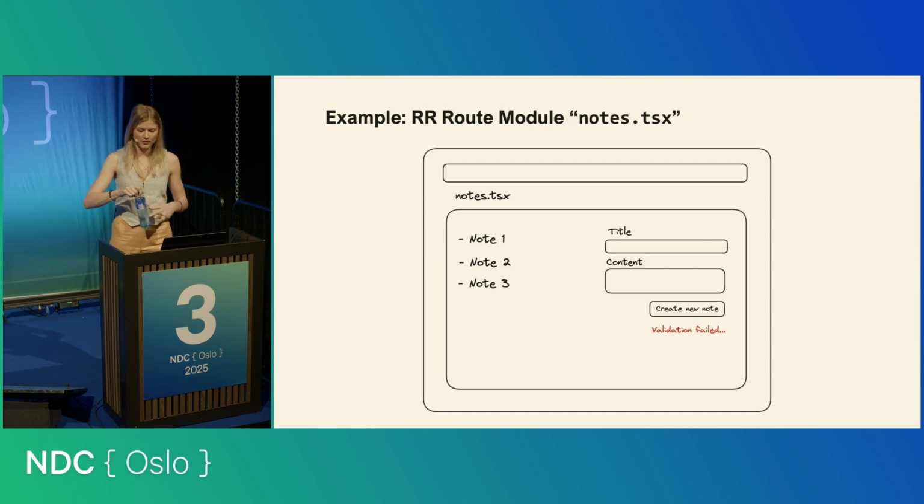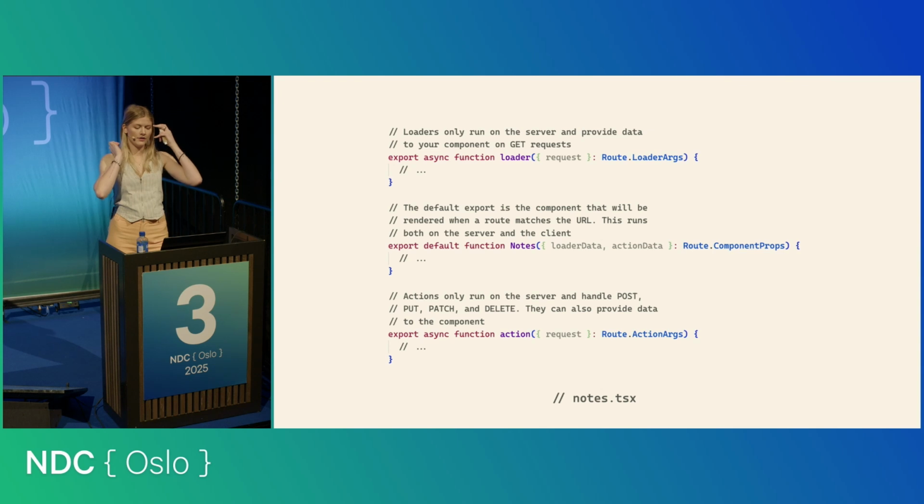Let's look at an example of a Remix React Router v7 route module, which is called here nodes.tsx. This is going to be some simplified code examples from the demo later. We can pretend we have a list of nodes and a form to add a node. The form can also display validation errors. This route module has 3 exports: a loader, a default, which is the component, and an action.